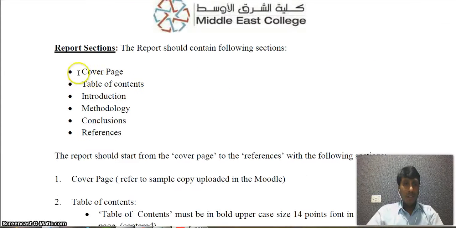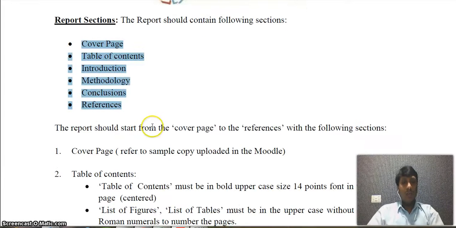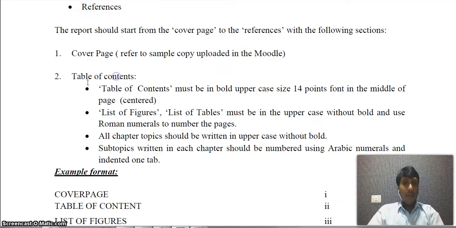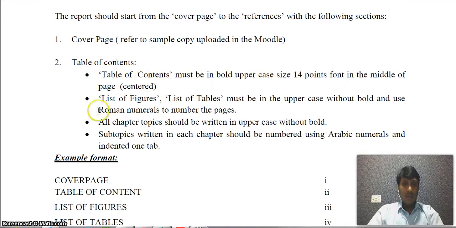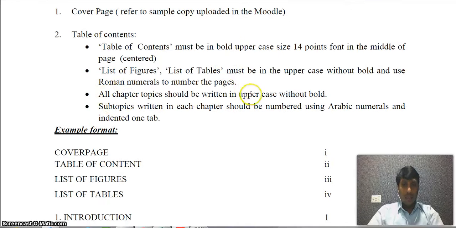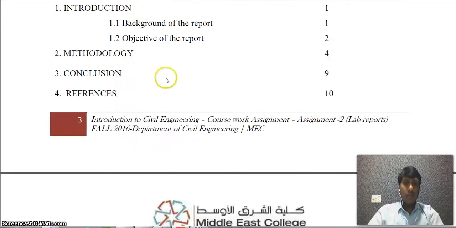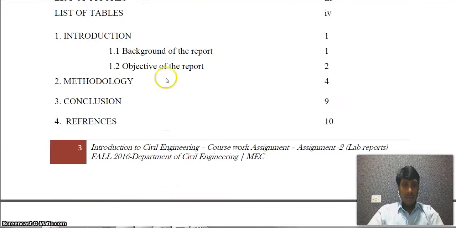The report sections are: cover page, table of contents, introduction, methodology, conclusion. For the cover page, refer to the sample. I will upload a cover page on the Moodle. And in the table of contents, what should be there? The table of contents, list of figures, list of tables, and all chapter topics should be written like this. This is an example of the table of contents. See, this is the example.